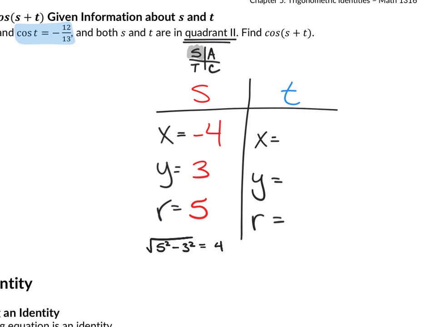For t, for angle t, it says cosine of t is equal to -12/13. For cosine, what letters did they give us here? X and r. Why did I give the negative to the x and not to the r? Because it's cosine, it's in quadrant 2. Also, your radius will never be negative because it's a distance. Okay? This is also a Pythagorean triple. Do we remember this one?